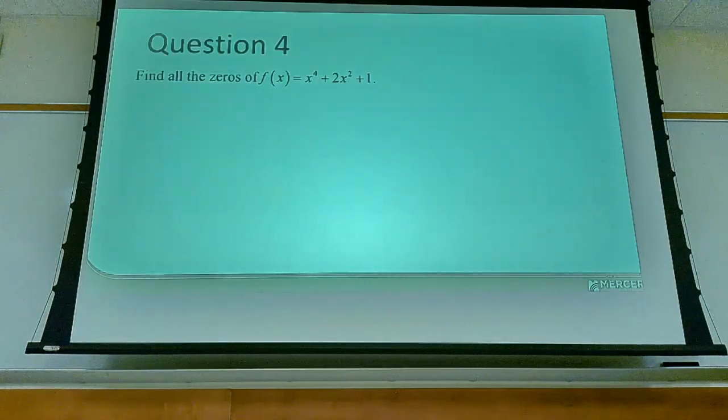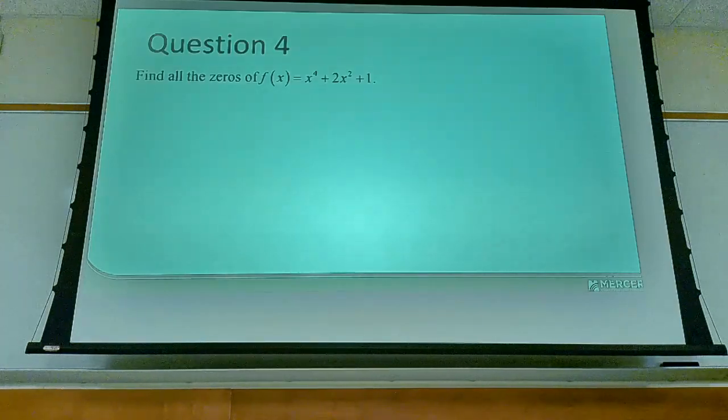Okay, but look at the sign changes. How many sign changes are there? 0. Which means you have no positive zeros. So it's negative 1. Look at f of negative x. How many sign changes are you going to have? 0. You have no negative zeros either. Boom. That means all 4 are complex.